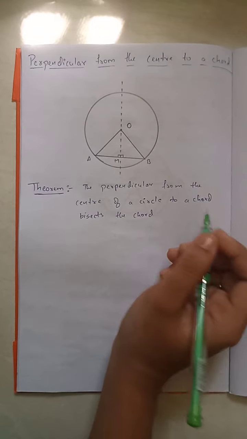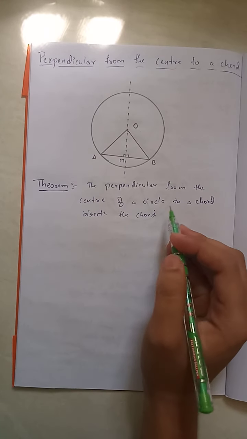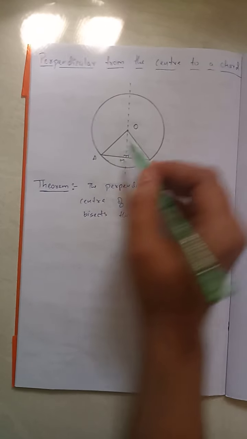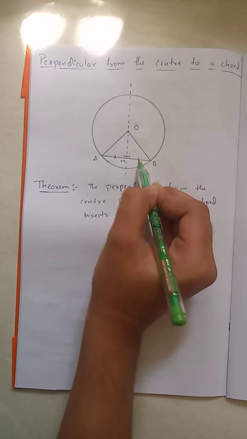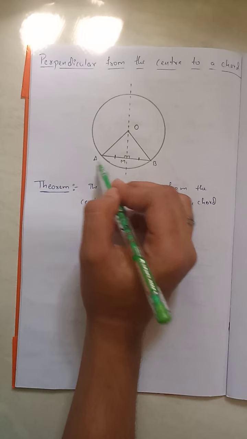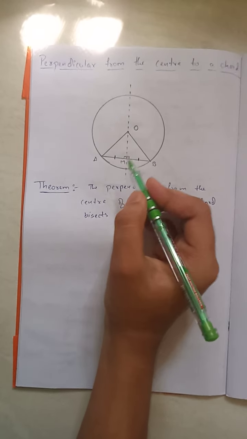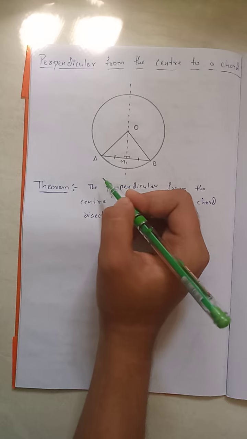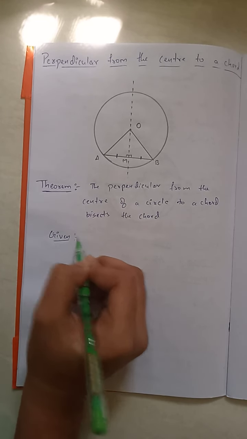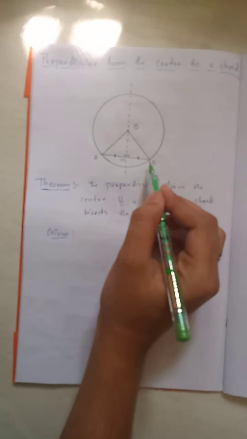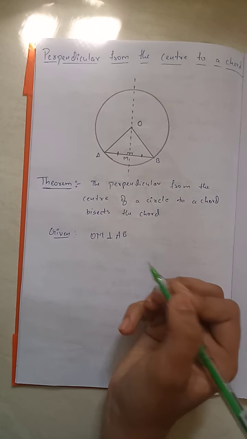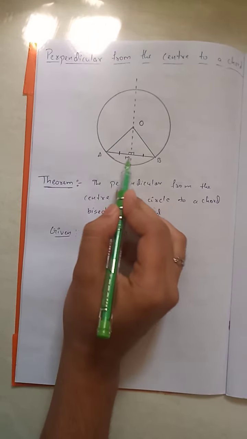First we'll understand the theorem. The theorem states that the perpendicular line which is joining from center to the chord bisects the chord. When the line is drawn from the center, it divides the chord into two equal parts, means AM is equal to MB. So we are given OM is perpendicular to AB, and we need to prove that AM is equal to MB.